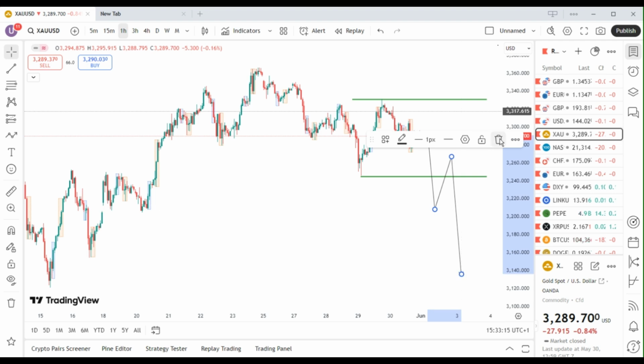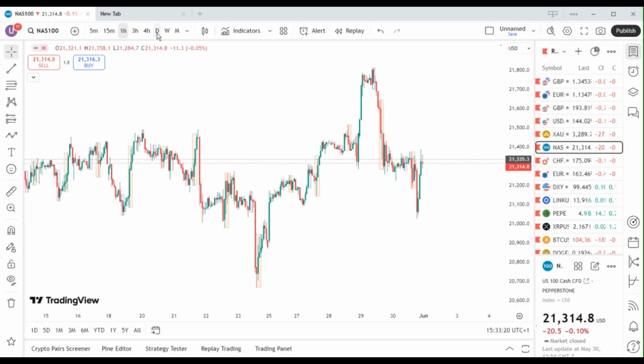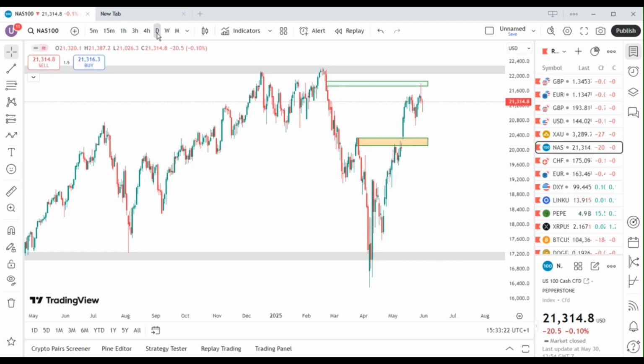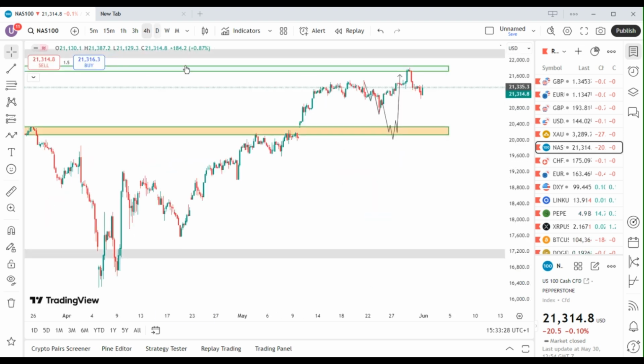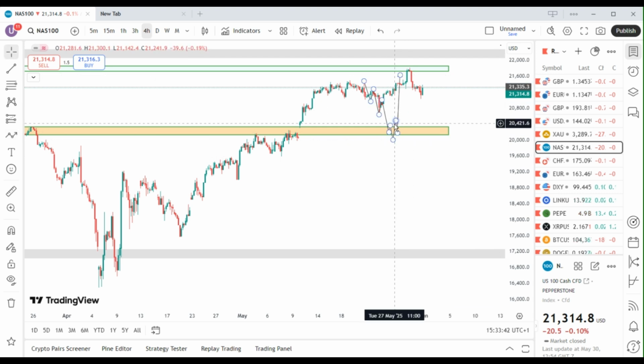All right, the next pair on the list is NAS100. NAS100 didn't come back to our zone last week. We expected price to come back to this zone, but rather price continued going up. So let's go back to the daily time frame to see what is actually happening.